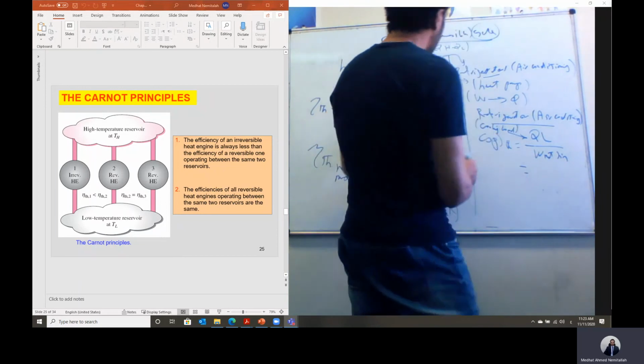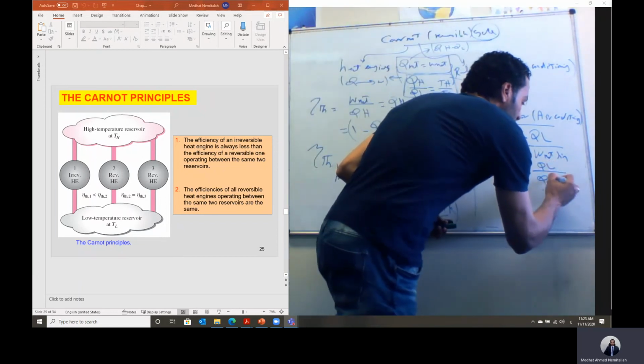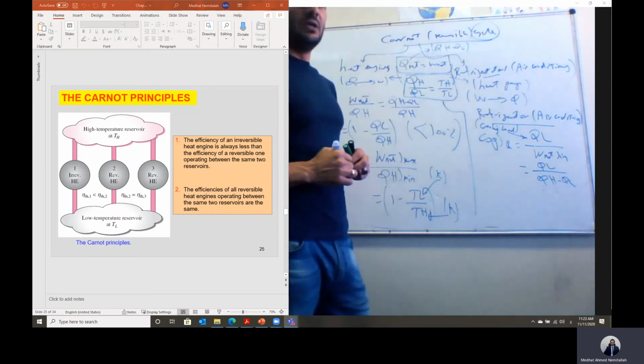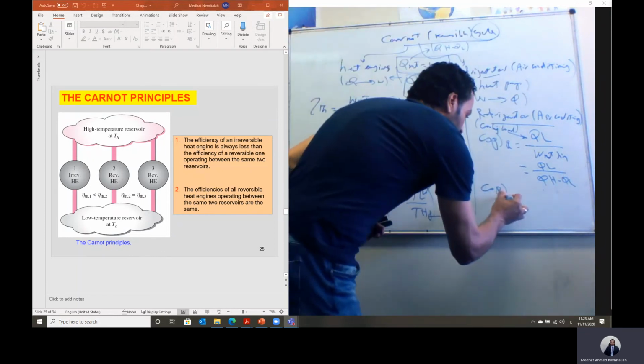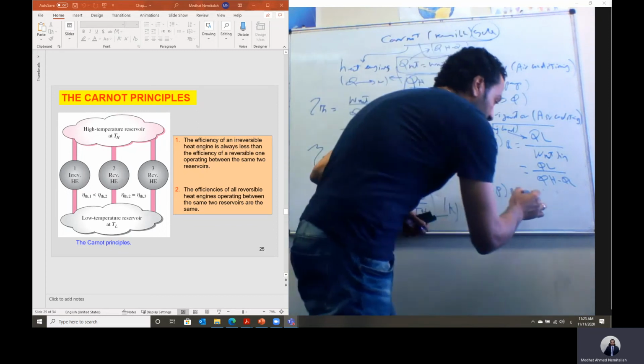Work net is the same as Q net, so it equals Q low over Q high minus Q low. What about the maximum coefficient of performance of the refrigerator? We call it reversible or maximum.